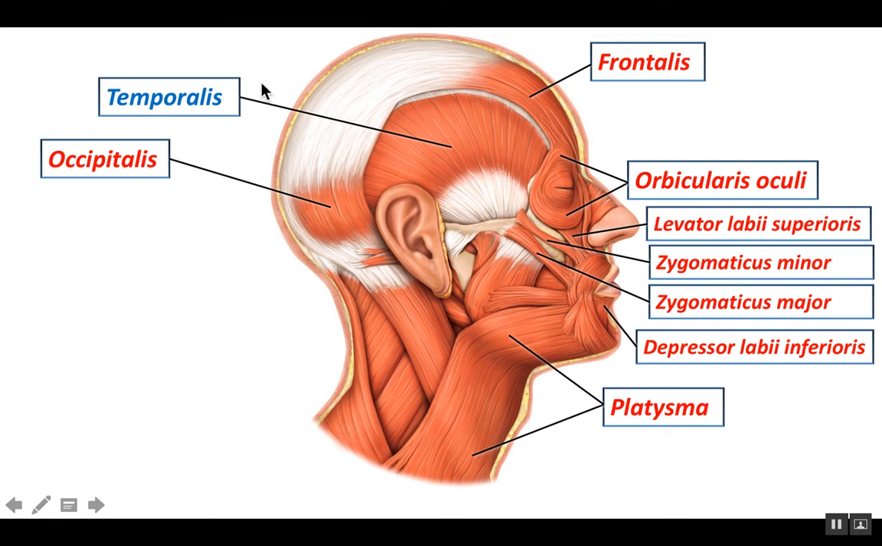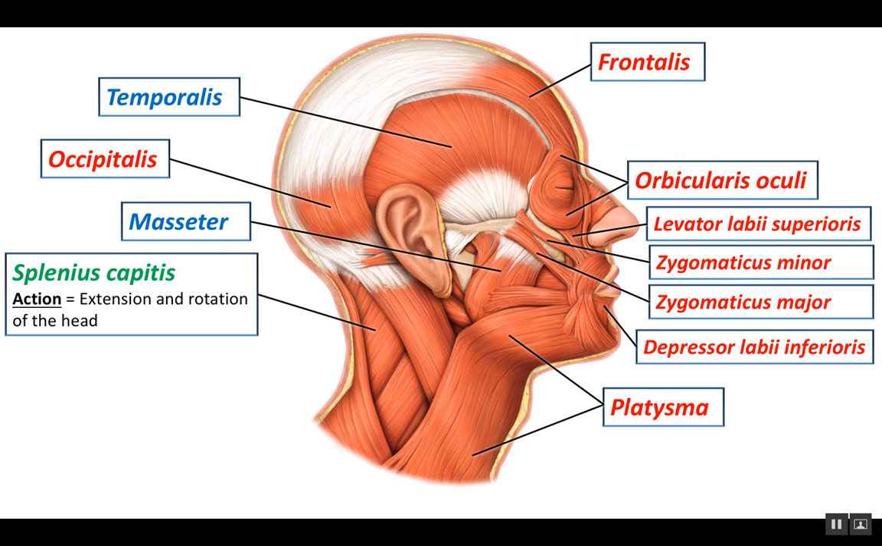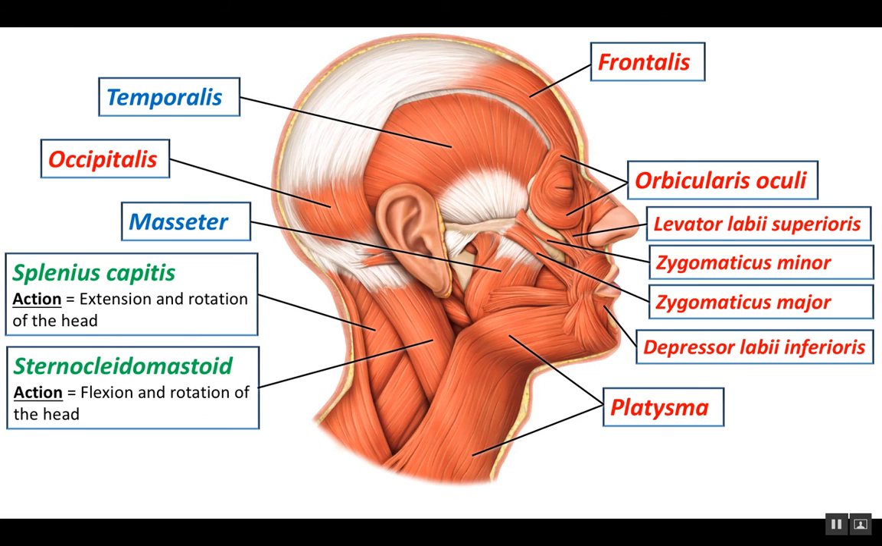Temporalis. Notice the temporalis is in a different color. That's because the temporalis is not a facial expression muscle. It's actually a muscle of mastication. We're going to learn about it when we learn about chewing. Masseter is also not a facial expression muscle. It's a muscle of mastication. Splenius capitis and sternocleidomastoid. We're going to save those two for the next video.